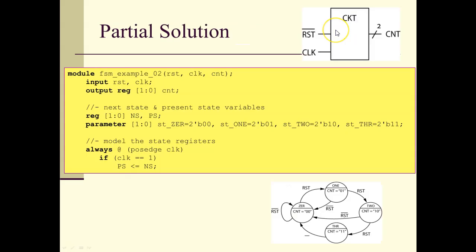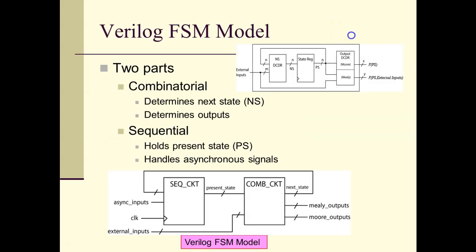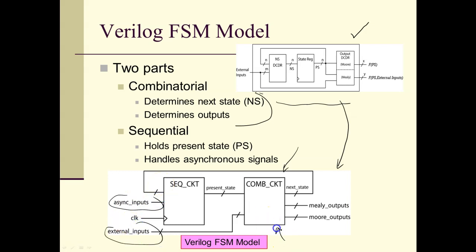So this is our old model. This is our standard state machine model up here, and what we've done is redesign it for our behavioral modeling. Essentially, there are two decoders in this circuit, and we've combined them into one combinatorial circuit in our Verilog behavioral model. The combinatorial circuit handles two things: it handles the assignment of the next state, and it also determines what the outputs are. The sequential circuit also handles two things: it's the state registers, of course, but it also handles the asynchronous inputs. The other external inputs that are not asynchronous become part of the combinatorial circuit.